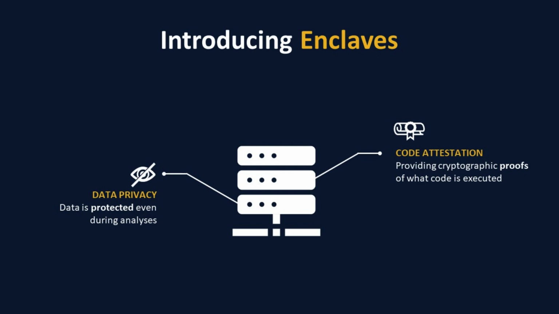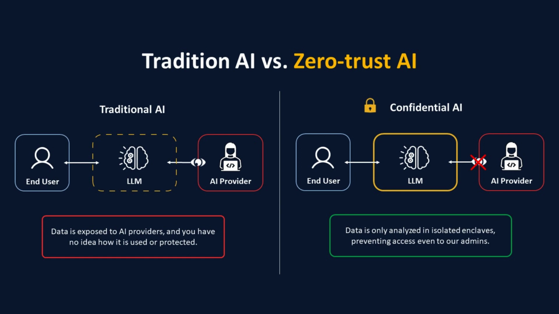Enclaves are at the heart of all of our confidential AI solutions, and they help us to address two key technical problems in the industry: data confidentiality and code integrity. With regular AI, data sent to an AI application is exposed to the AI provider in clear, which means that it could be misused, it could be used to train models on, or it could even be leaked if the company were to be breached.